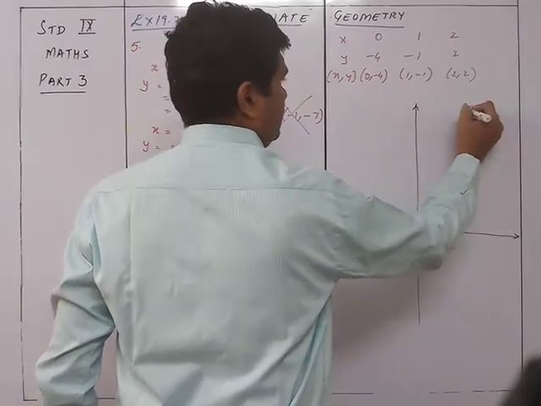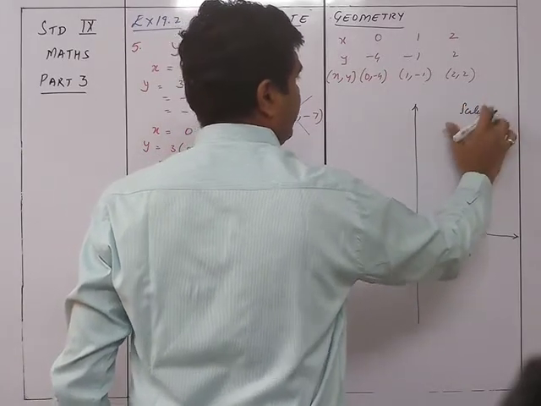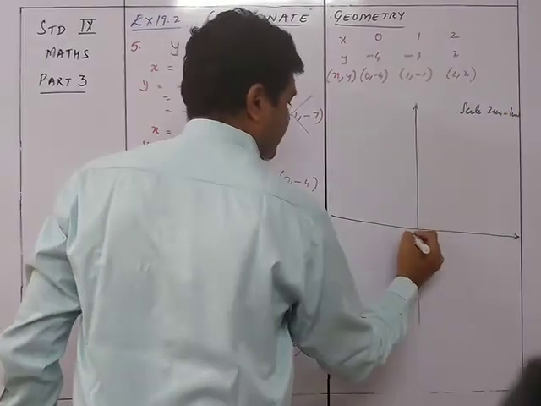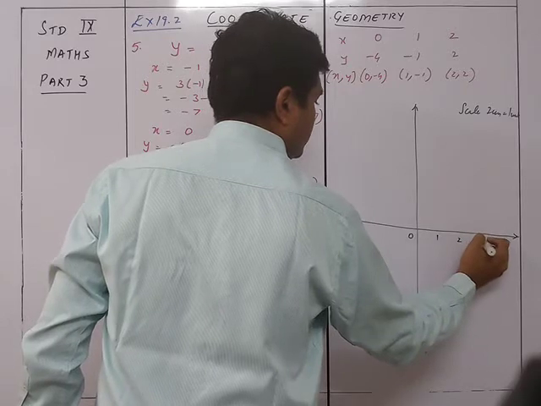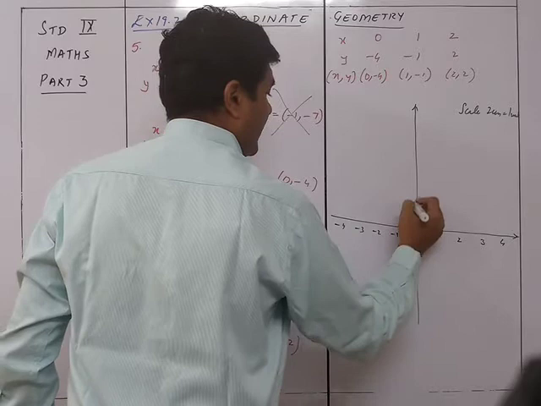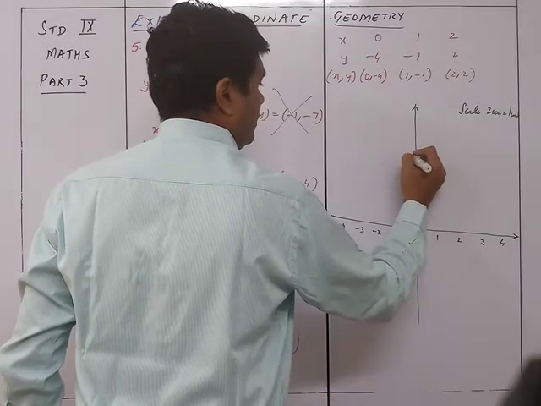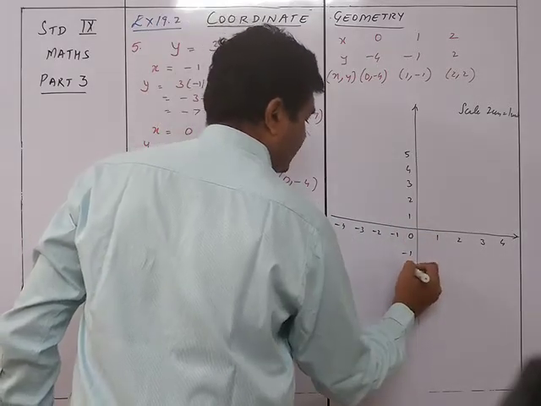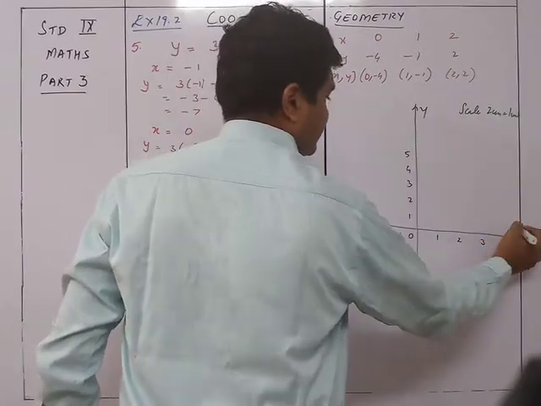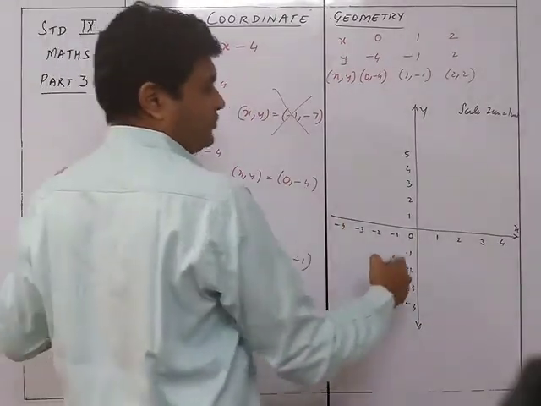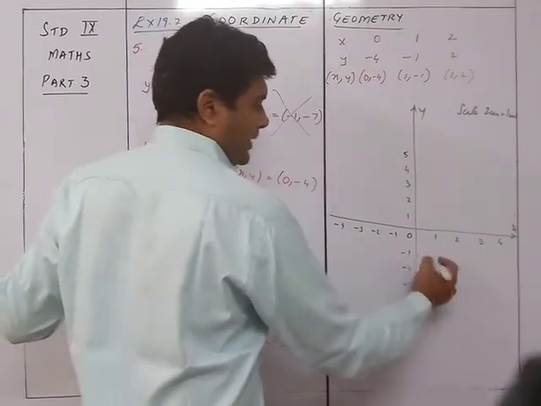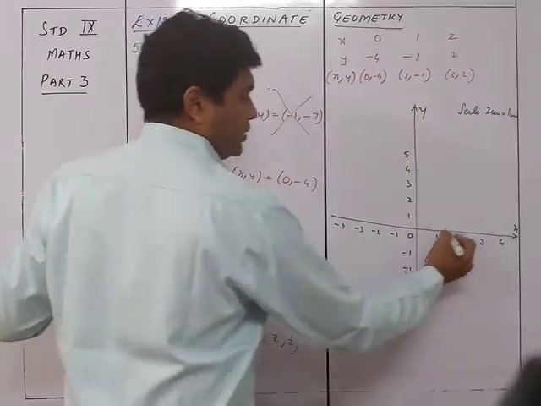we are going to take scale 2 centimeter is equals to 1 unit, and you have got your 0, 1, 2, 3, 4, minus 1, minus 2, minus 3, minus 4, 1, 2, 3, 4, 5, minus 1, minus 2, minus 3, minus 4. So that's the y-axis, this is the x-axis. First one, 0 comma minus 4 will be over here. 1 comma minus 1 will be over here, and 2 comma 2 will be over here.